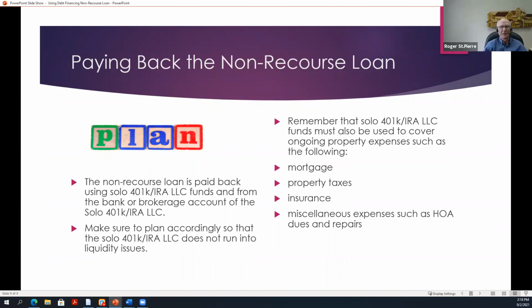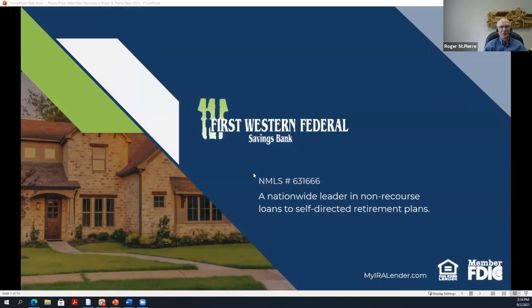Sounds good. And thank you, George, for the introduction. I'm Roger St. Pierre with First Western Federal Savings Bank. Our domain name on the website is myiralender.com. And we've been a nationwide non-recourse lender since 2008. So we've got a wealth of experience in this sector. We've been doing it a long time. And we've been a portfolio lender for over 40 years as a bank.